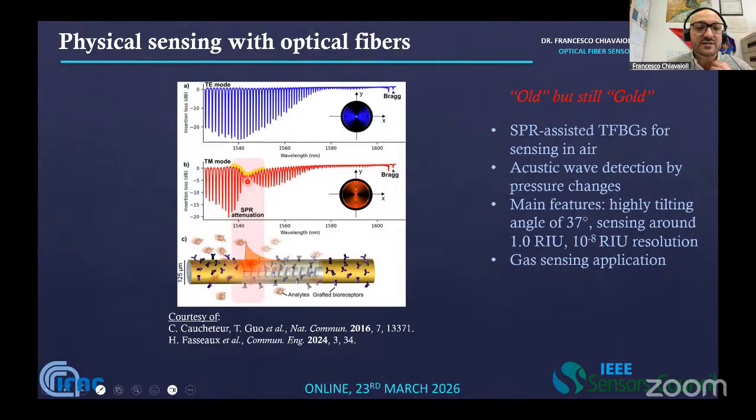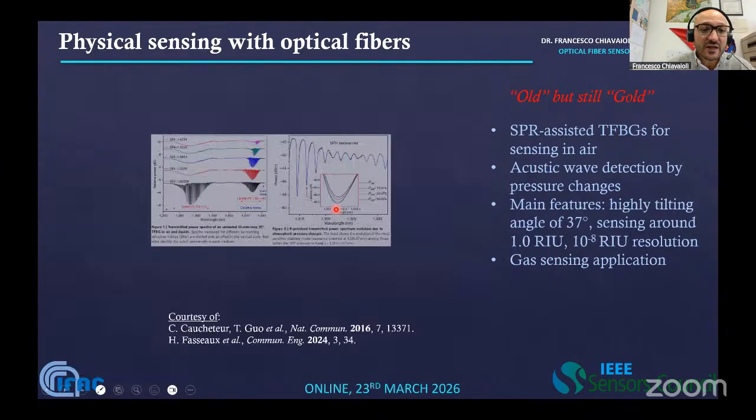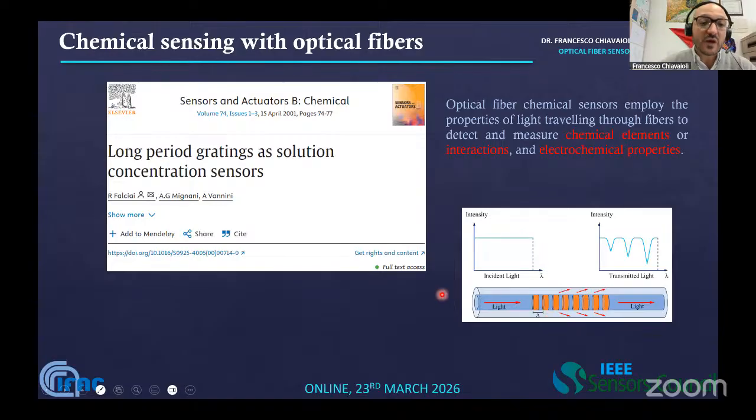In this case, this device was applied to monitoring acoustic waves by simply converting the acoustic signal into a pressure change that modifies the transmission spectrum of this device. And in this case, the authors report the lowest resolution in fiber sensing, which is 10 to the minus 8 refractive index units. Then we move to chemical sensing.